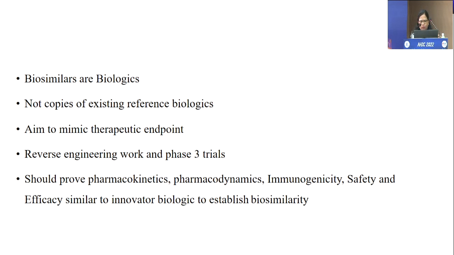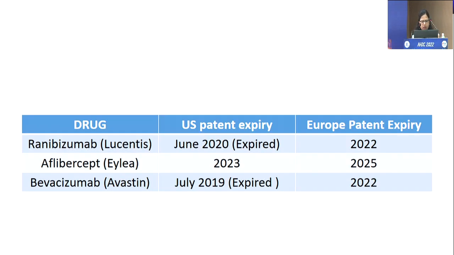They are made by reverse engineering work and phase 3 trials, and they should prove pharmacokinetically, pharmacodynamically, immunogenicity-wise, and safety and efficacy-wise similar to the innovator biologic. As we all know, for the original biologics like Lucentis by ranibizumab, aflibercept and bevacizumab, the US patent has already expired and the Europe patent is also expiring.